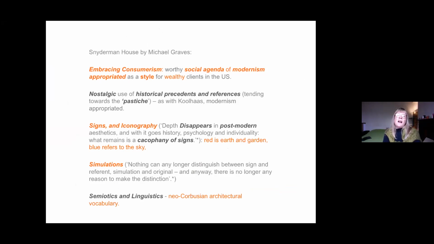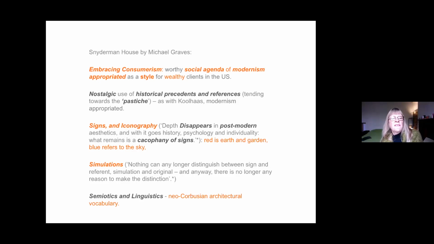I used to teach a theory course in Norwich, where students were asked to test any particular project through a theory. So you could take a project like the Snyderman House, which is the one I was just showing you by Michael Graves, and show how postmodern it is, even though it looks like it's a modernist project.